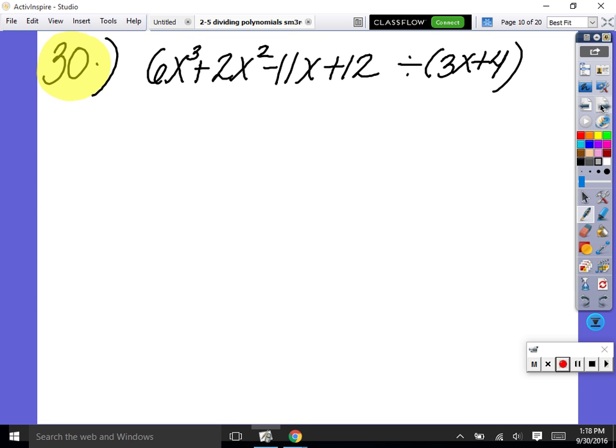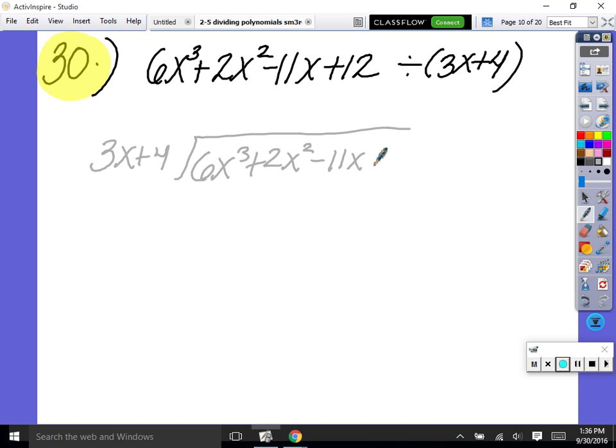We're going to learn another method in just a second. Everybody, let's go through this one really quickly. On the outside of our house, we have our 3x plus 4. Inside our house, you know how it works. If you have made an error, try to see where.